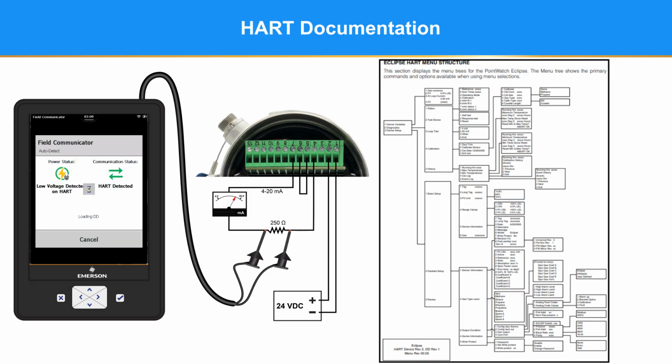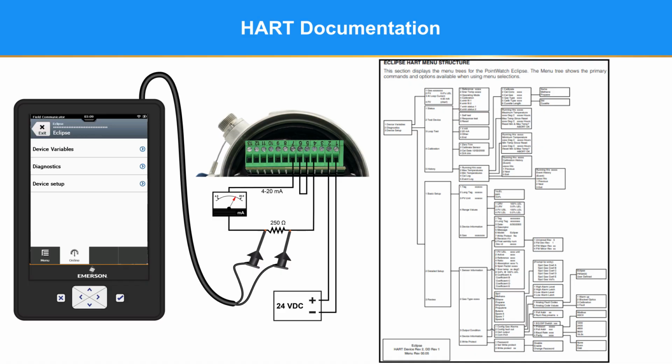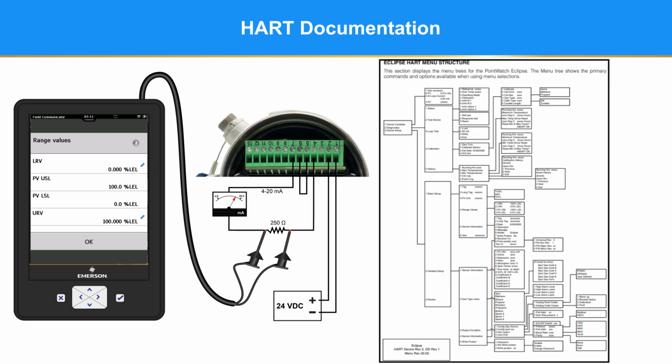HART is detected, so the TREX is communicating with the detector. That is always a good sign. Here is the opening screen. If there were any alerts or alarms, this would be showing. It is not, so another good sign. Select Device Setup, then Basic Setup, then Range Values, and here they are. Upper and lower range values. And this is the screen where you can configure them, as the pencil indicates a configurable field.